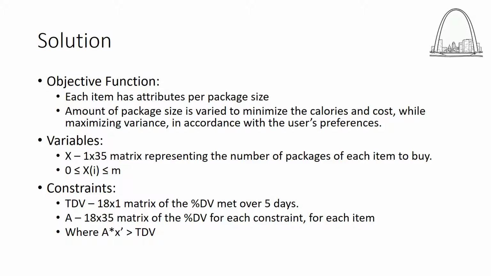So essentially, each item has attributes on a per package size basis, and the amount of package size is varied to minimize the calories and cost while maximizing variance, all in accordance with the user's preferences. The variable x is a 1 by 35 matrix representing the number of packages of each item to buy, where every element of that matrix is an integer between 0 and m, where m is the maximum amount of packages of a certain item you would want to buy. The constraints are total daily value for each item, and it comes into the A matrix, which is an 18 by 35 matrix of the percentage of daily value for each constraint for each item, where A times x transpose must be greater than the total daily value.